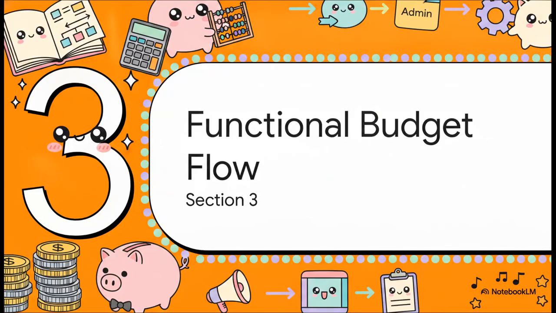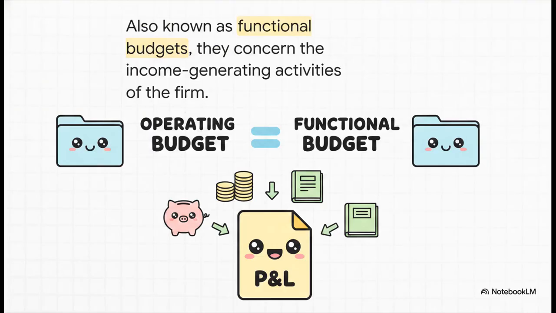Okay, let's flip the page and look at how this math actually flows together in practice. Real quick, you might see the term operating budgets pop up on your exam. Don't let it trick you. An operating budget is literally the exact same thing as a functional budget. It's just dealing with the income-generating side of the business. And all these mini budgets eventually piece together to build the big, budgeted profit and loss account.